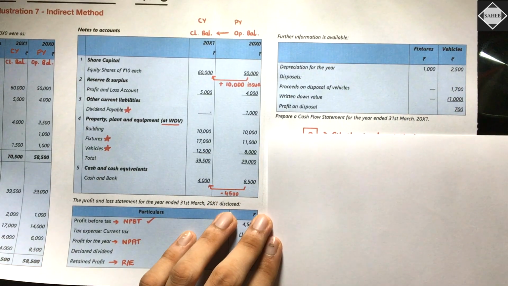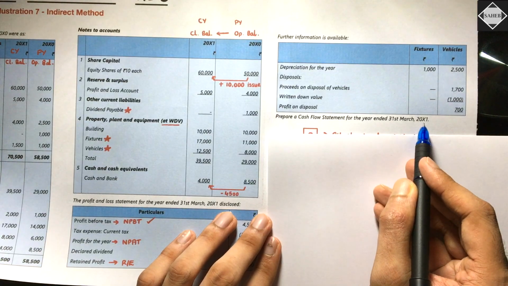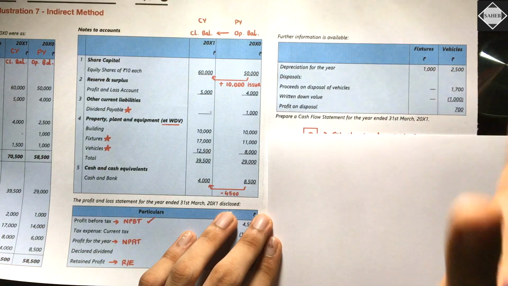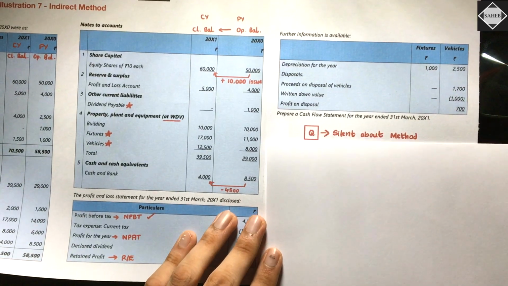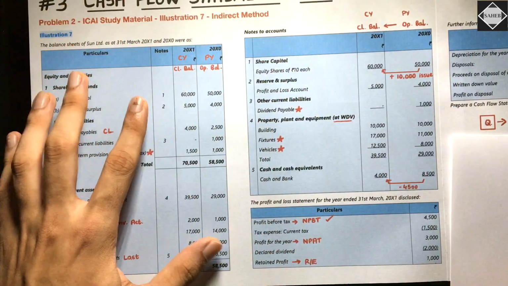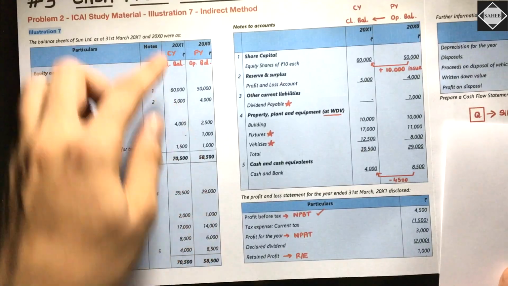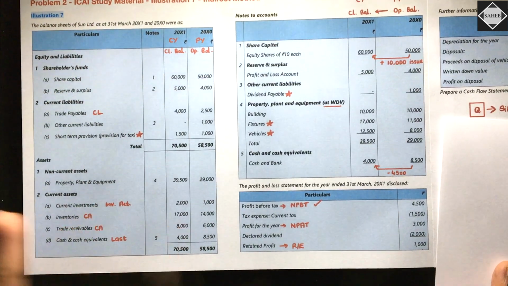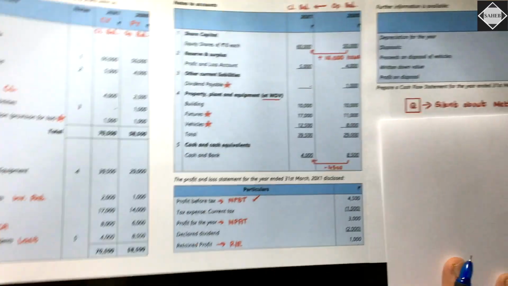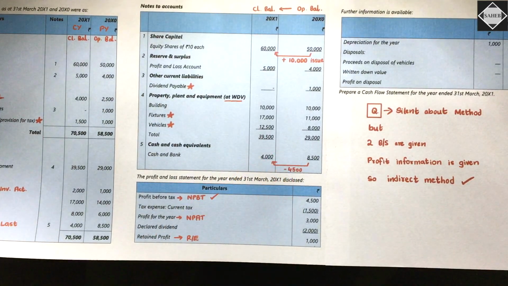We'll prepare the ledger account and we'll see. Prepare a cash flow statement for the year ended 31st March 2021. Here they are not saying any method. They are just saying prepare a cash flow statement. So what are you going to do? The question is silent about the method, but you have to understand that so much information is given. Two balance sheets are given, the 2021 balance sheet and the 2020 balance sheet. Profit data is given. So you can easily get the hint from the question that you have to apply the indirect method, and that's what you have to do.